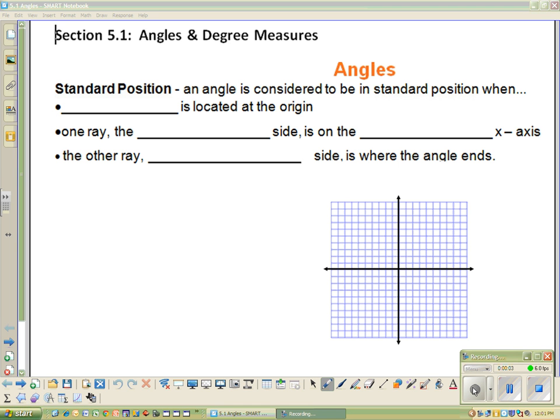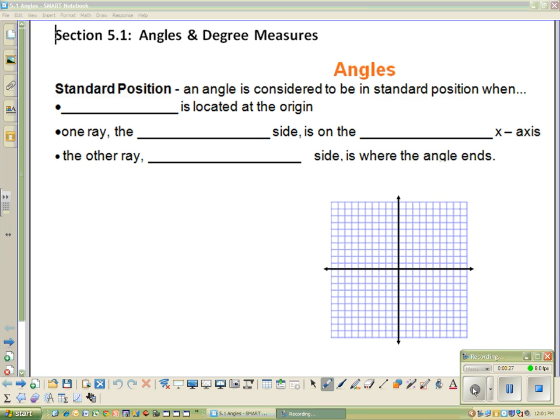Welcome. Let's work through section 5.1, beginning chapter 5. This is going to be a chapter where we're getting into more of the trig functions. So section 5.1, just a nice introduction with angles and degree measures. You'll learn a few new things, I'm sure. Angles. We are going to talk about angles getting placed on the coordinate plane.